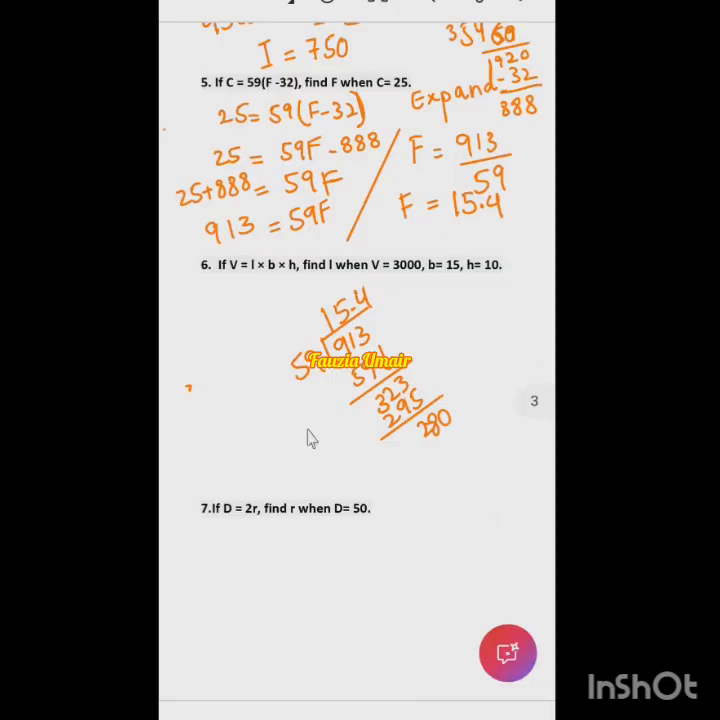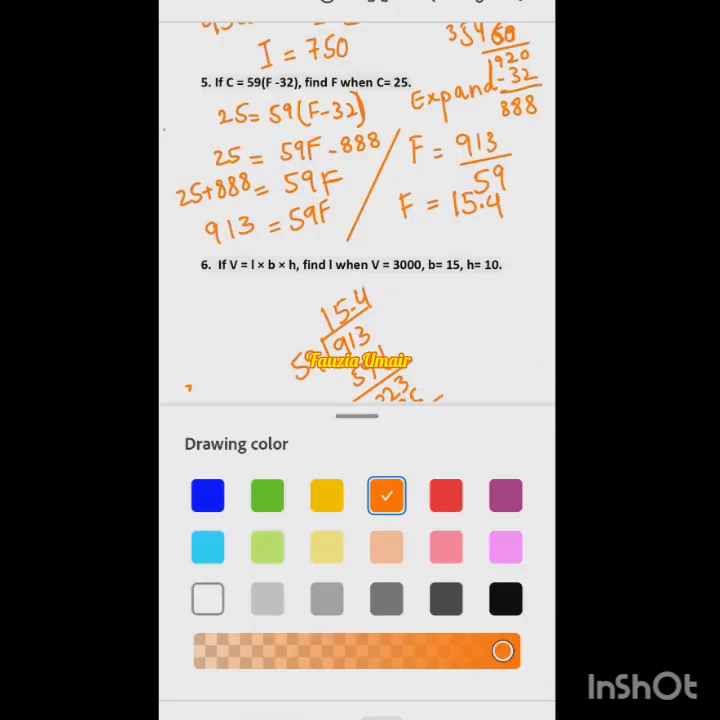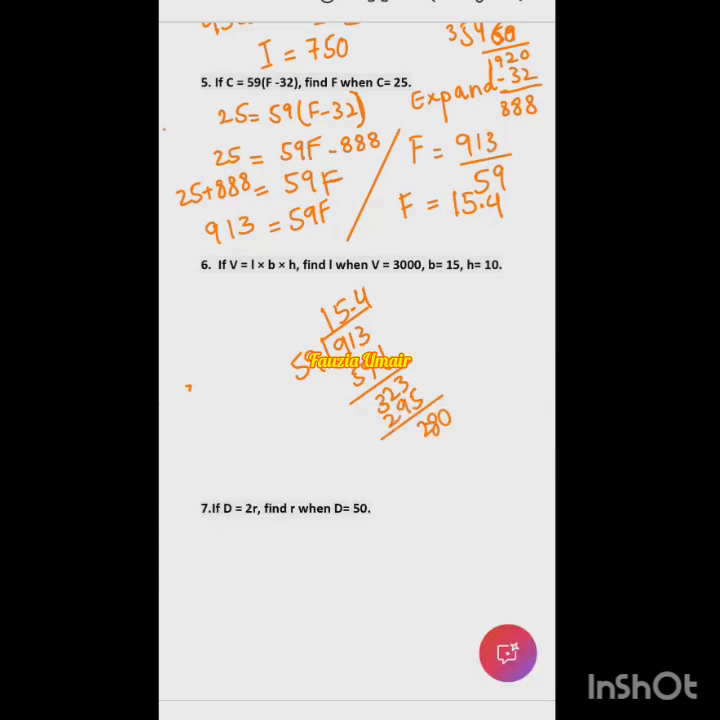Next question is, find L if V is L into B into H. Which formula is this? Volume ka formula. Very good. So this is volume is equal to length into breadth into height. So we know volume, B and H. How many variables are there in this equation? Four. So out of these four, we know the value of three variables and we can find the fourth one. So just put the values here.